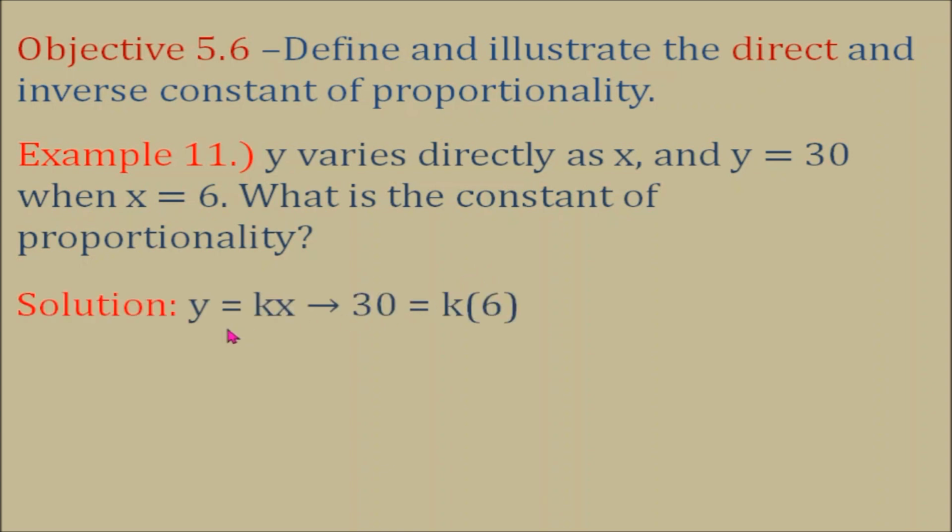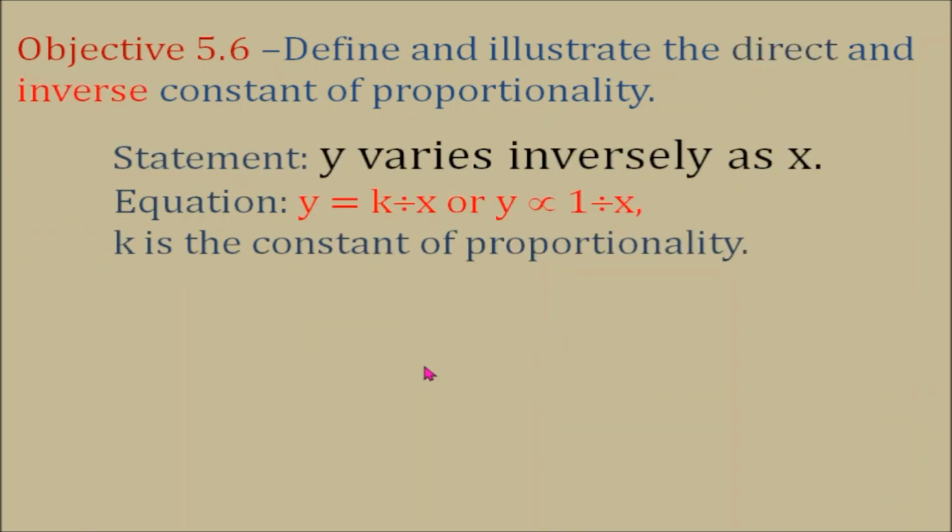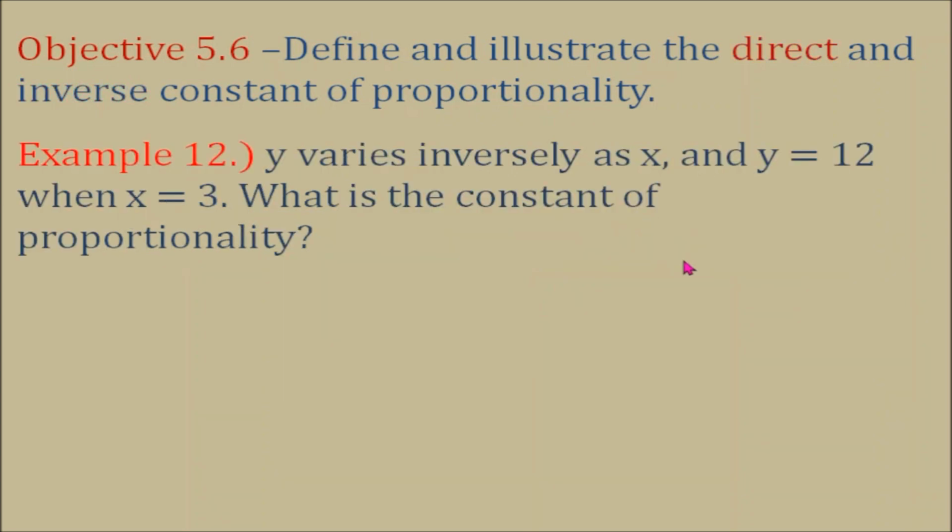Our equation is y equals kx, and y is 30 when x is 6. So that means 30 equals k times 6. So to solve for k, we are going to divide both sides by 6. And 30 divided by 6 is 5. So this is our answer. If our statement is y varies inversely as x, this is our equation, y equals k divided by x, where k is the constant of proportionality.